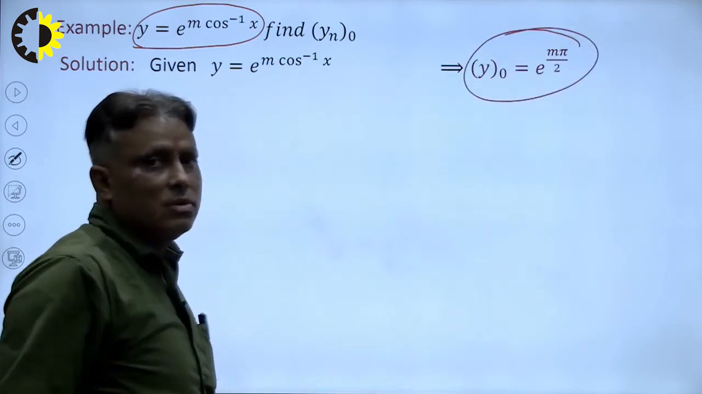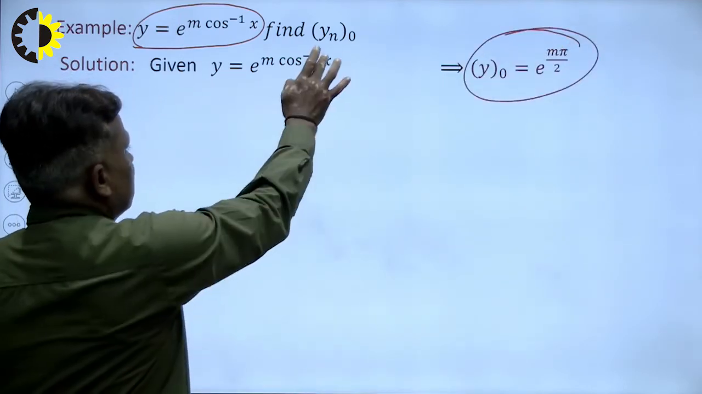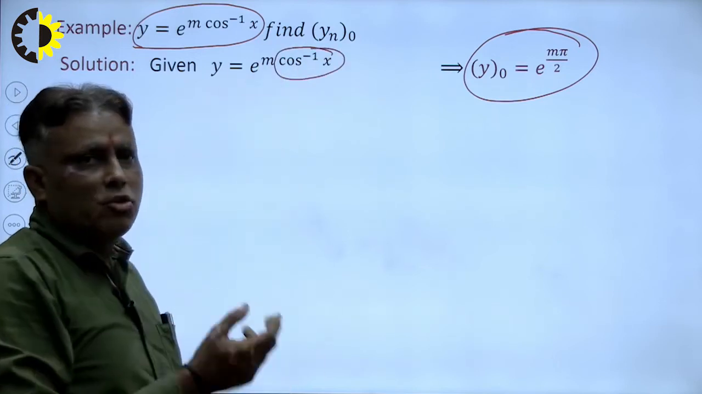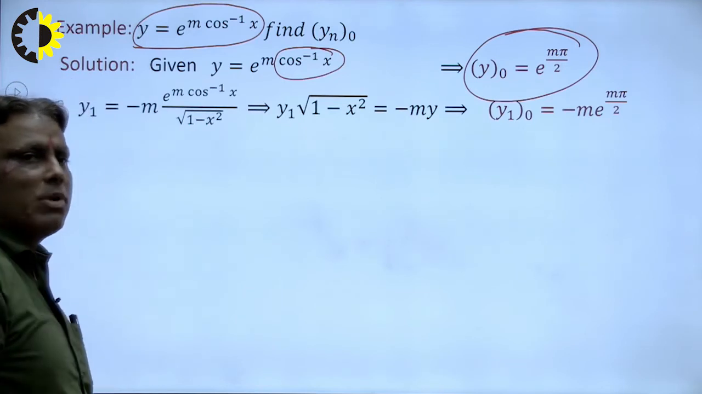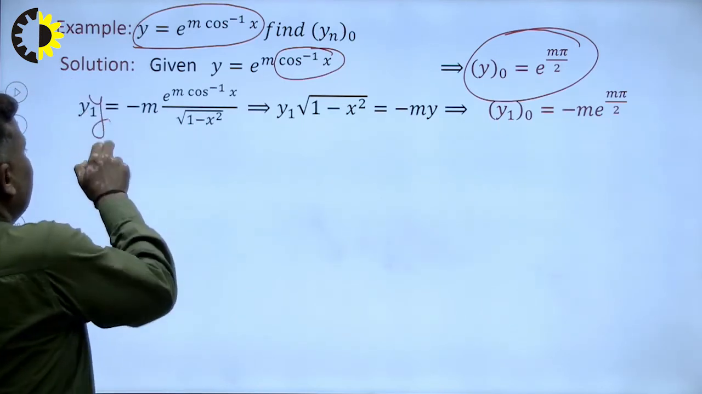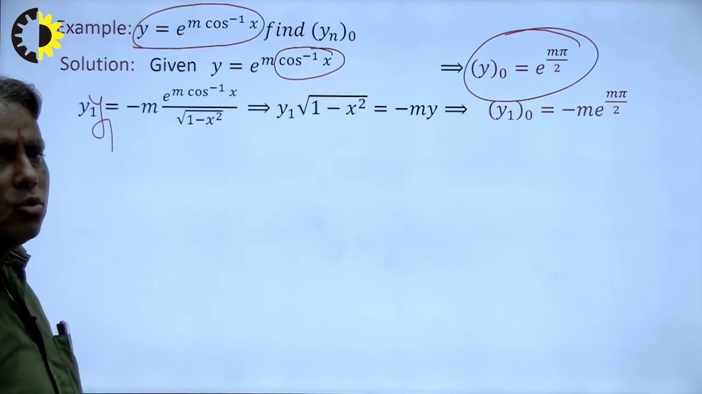What will be the y0, right? So y0 will be e raised to m cos inverse 0, and cos inverse 0 will be pi by 2. So I write here e raised to m pi by 2. In this way, first of all I want to calculate y1. So what will be y1? y1 means the first derivative. How to solve the first derivative?